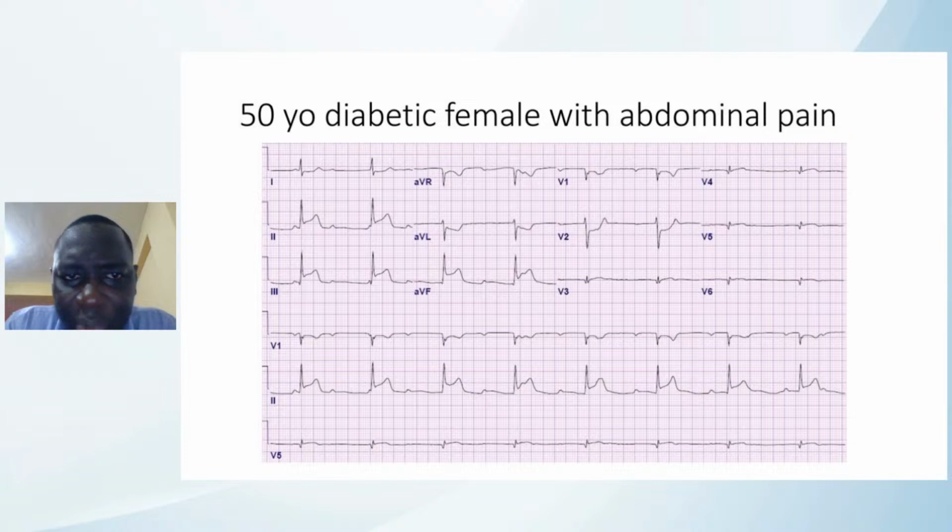And I'm not surprised that a diabetic may not manifest chest pain, but may have epigastric pain. I've seen several of these patients that have been treated for peptic ulcer disease, just later to be diagnosed with a STEMI.